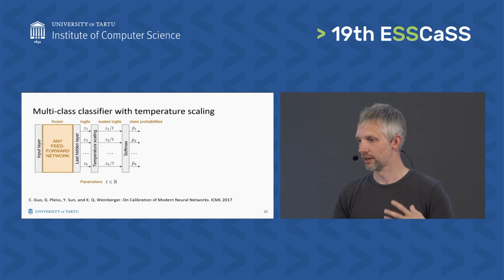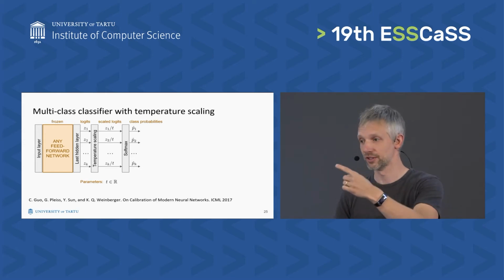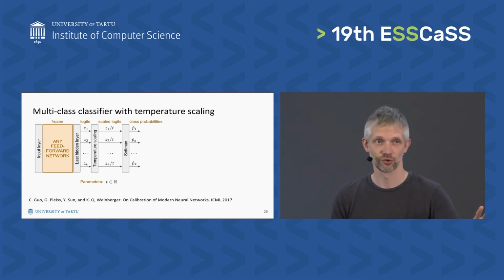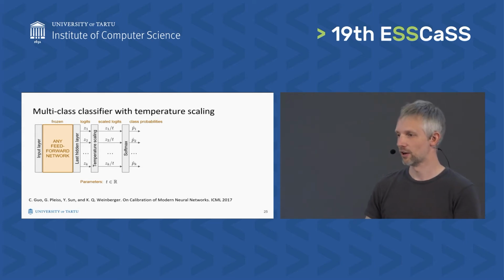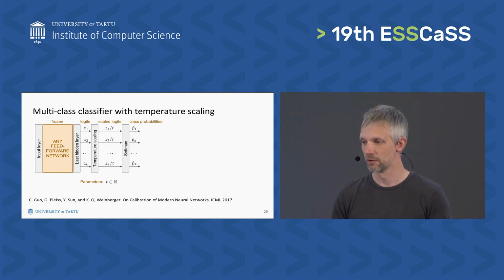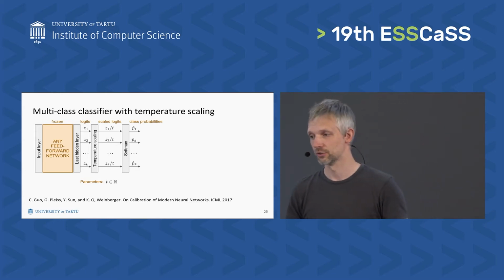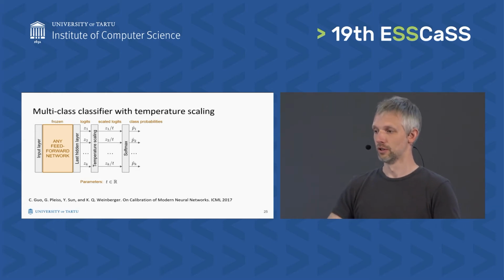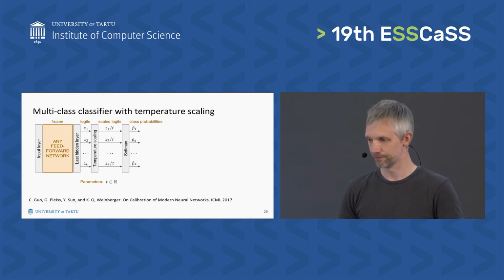If you then fit this model on a separate holdout validation set, only optimizing for this temperature parameter, keeping everything else frozen, so the rest of the network is still the same, then that's how you do temperature scaling. Find a good value of the temperature parameter, essentially finding out how overconfident your model was, and start correcting for that. From now on, you apply this temperature on all the test instances.